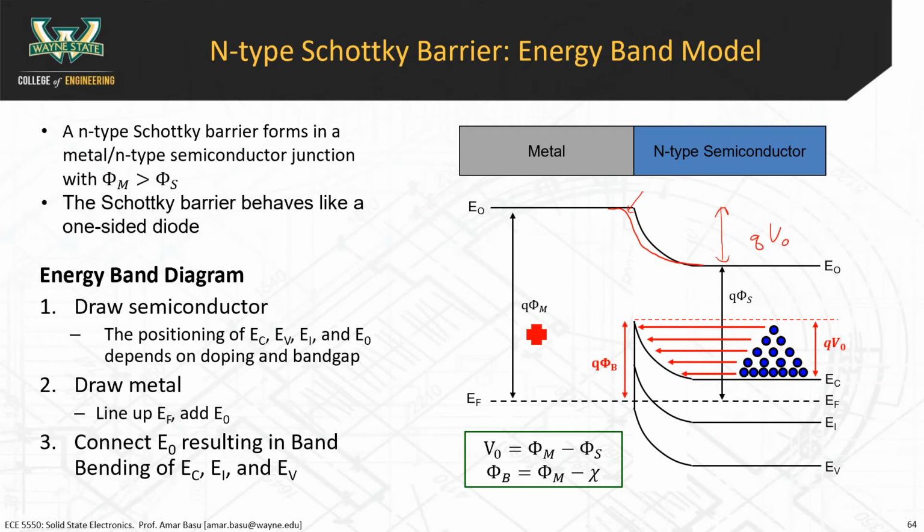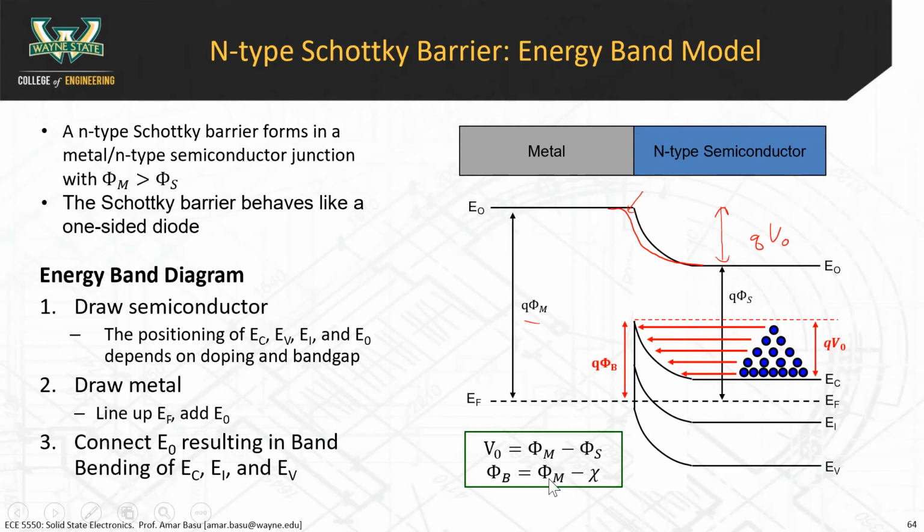All right, so if we look at phi m, this distance here, this arrow here, and then this is phi s. So this first statement is saying that the built-in potential is equal to phi m minus phi s. So this QV0 is equal to this large distance minus the smaller distance. Okay, and this QV0 is the same as this QV0 here.